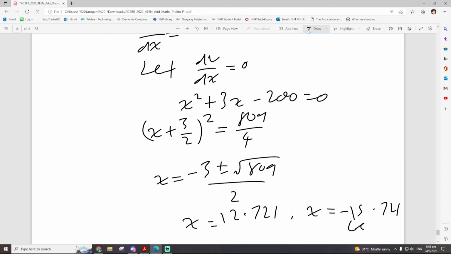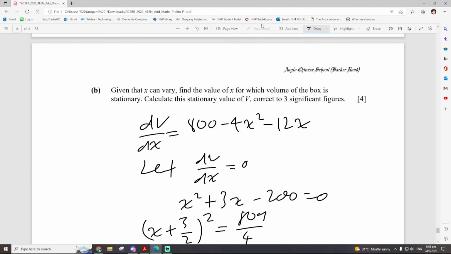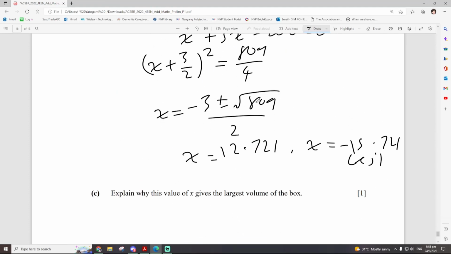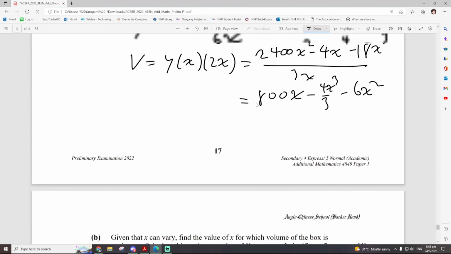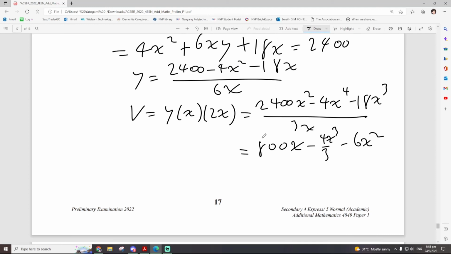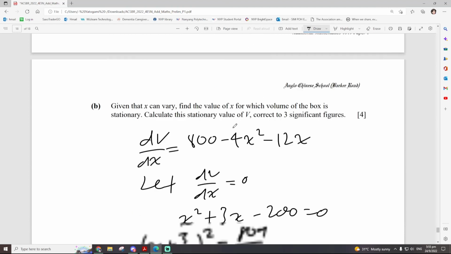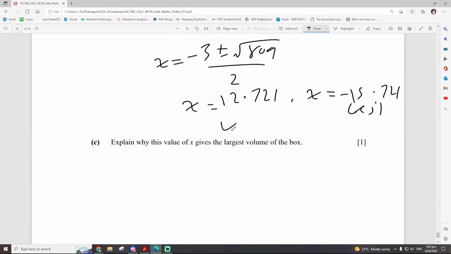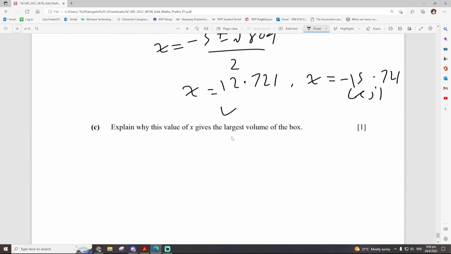Okay. And then from here we find the value of V. So we take this number and we literally just plug it back into our formula here. So we get 800 plus 4. So you get, to 3SF, V will be 6460. Okay.